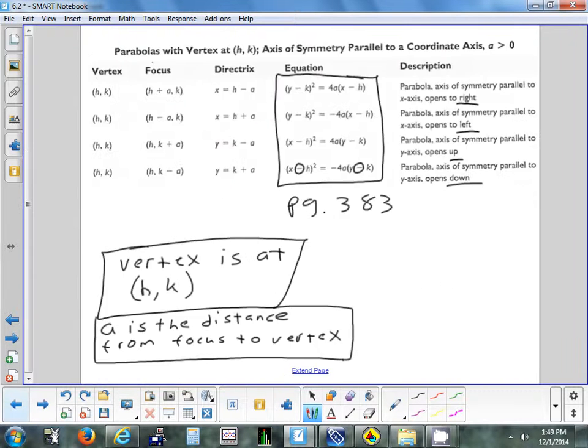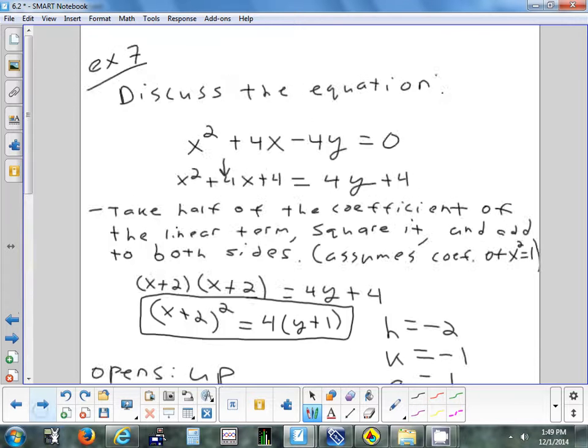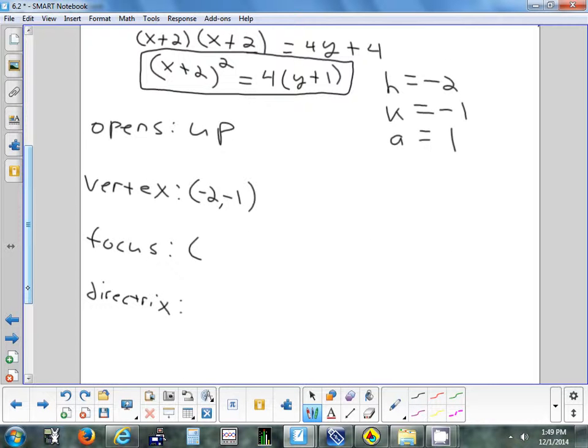There's your vertex. Okay, focus. Let's get the focus. Focus is h comma k plus a. So just fill in the numbers. H comma k plus a. So we get -2 comma, what's k plus a? 0. Yep.